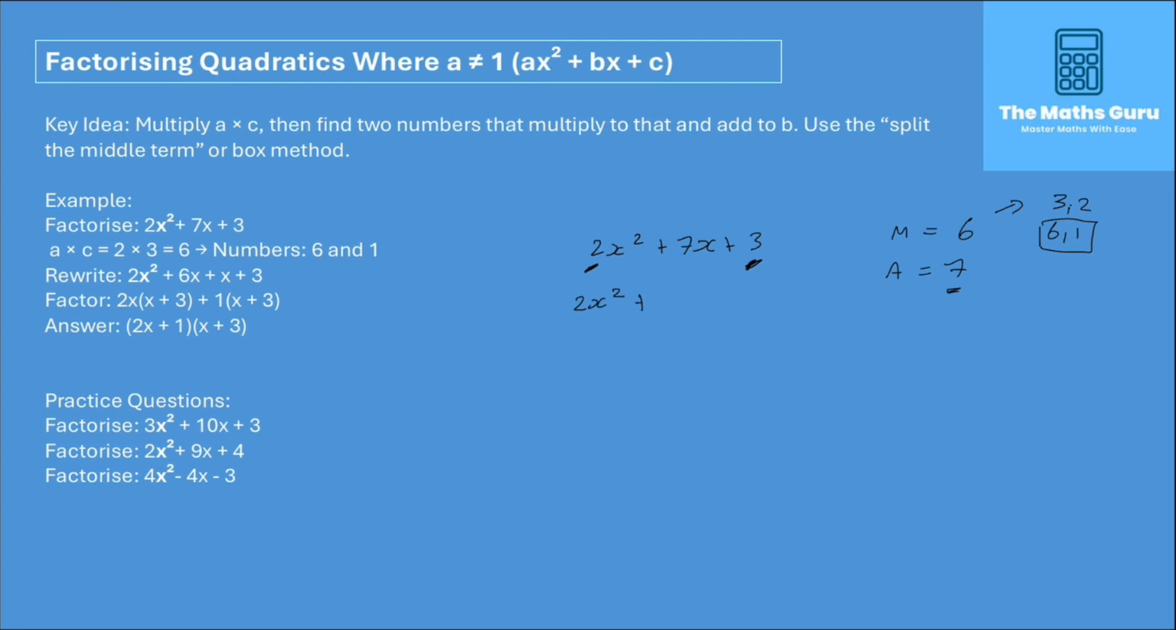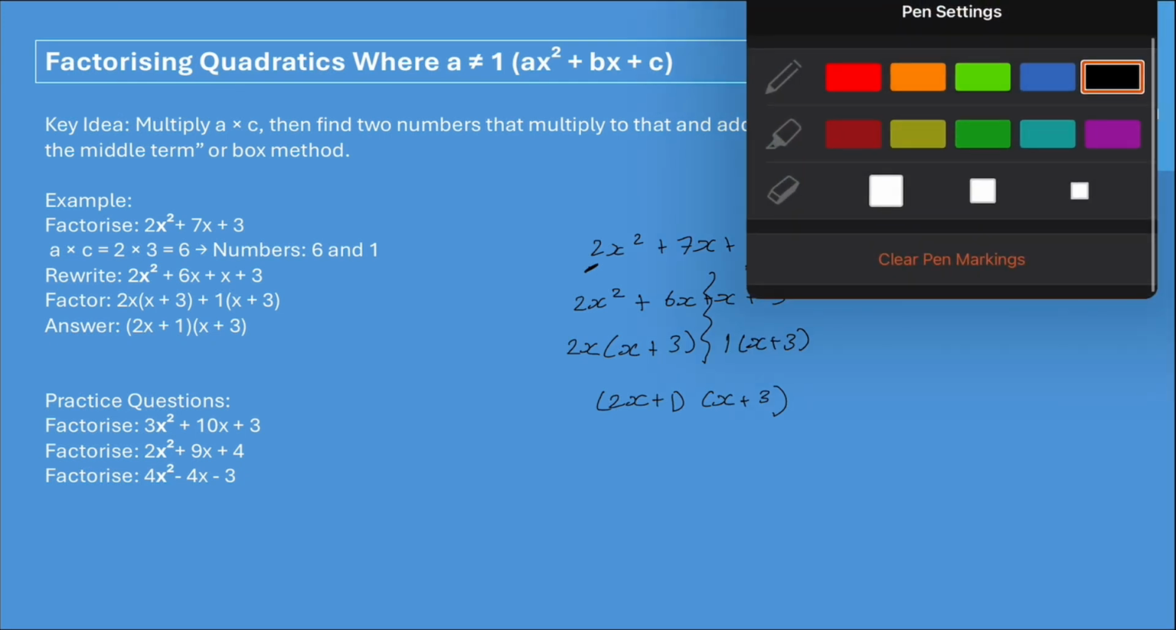So break this down, keep the 2x squared like that, use our plus 6x plus x plus 3, then draw our line once again. Our highest common factor in this case is 2x, and then we use x plus 3. Using x plus 3 here, we can clearly see we only need to times by 1, hence the two brackets are 2x plus 1 and x plus 3, as we should see in the answers.